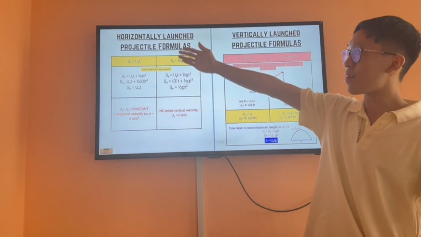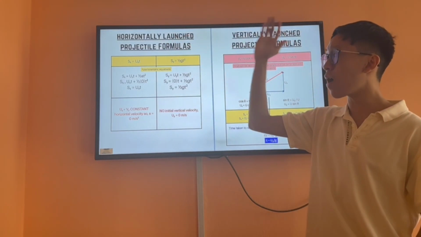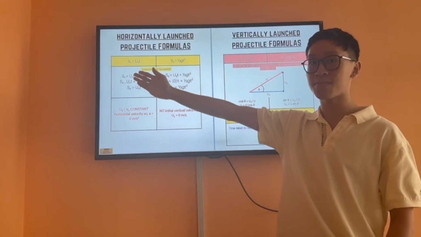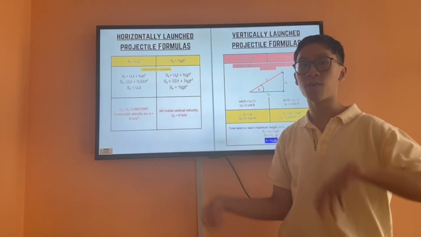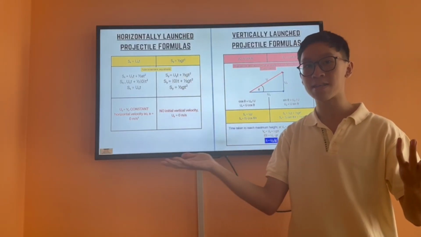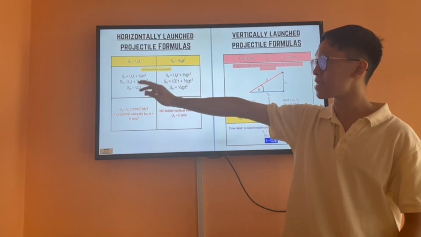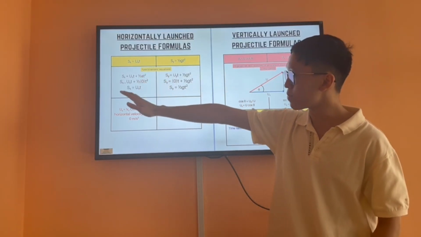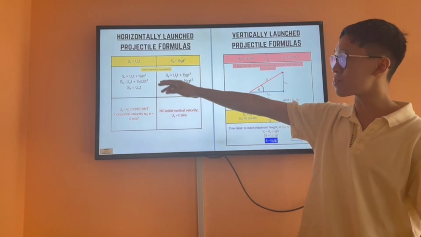Next, we will look at the formulas. For horizontally launched projectile formulas, we will need to know how to calculate the horizontal displacement and vertical displacement. The horizontal displacement just means the range from one point to another point on the same plane. So the formula for horizontal displacement will be S equals UT. S means displacement, U is initial velocity, and T is time.